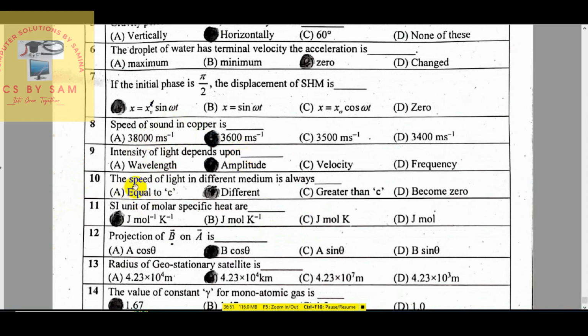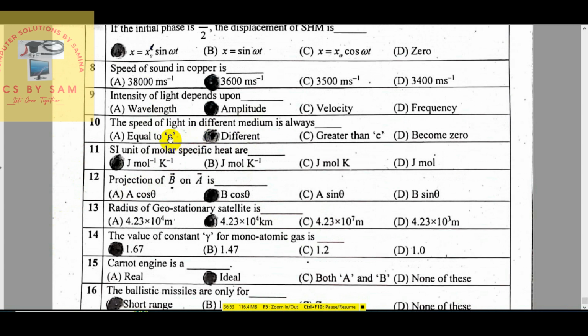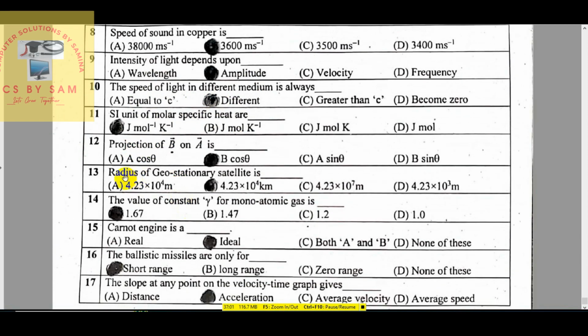3600 meter per second. Intensity of light depends on amplitude. The speed of light in different medium is always different. SI unit of molar specific heat is joule per mole per kelvin. उसके बाद है जी, projection of B on A is B cos theta. Radius of geostationary satellite is 4.23 into 10 raised to 4 kilometer.